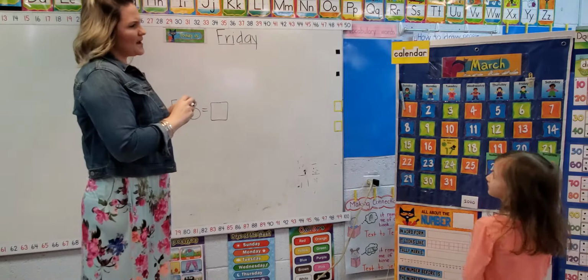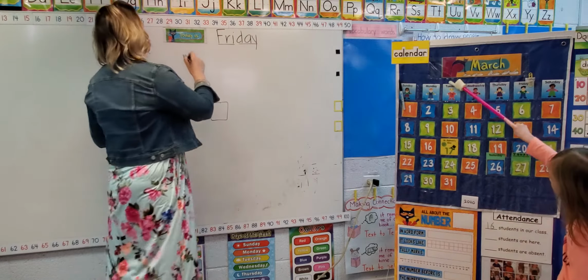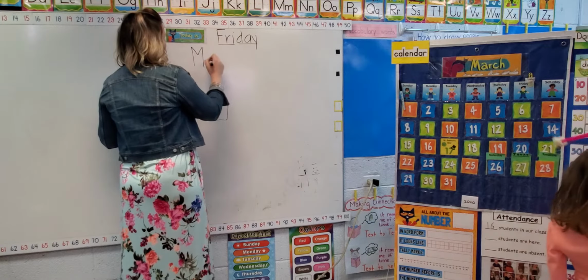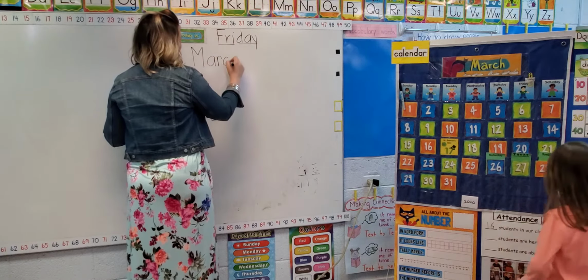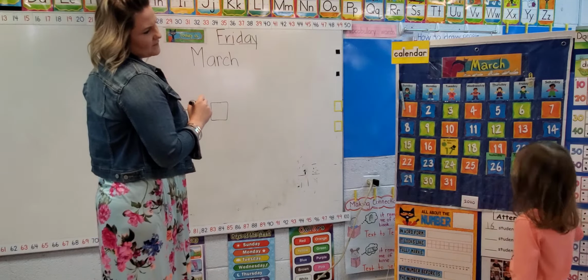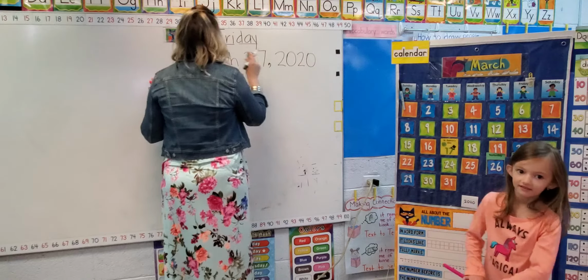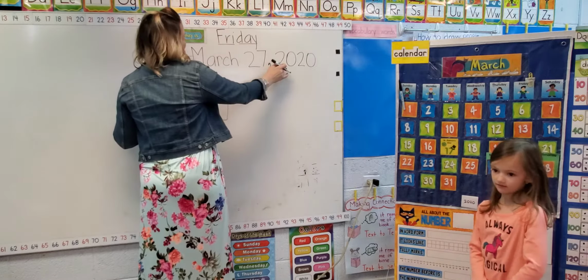Okay, and what's the month? The month is March. It's March. Big, strong, uppercase letter. March. And what day in March? March the what? March the 27th. March the 27th. And it's 2020. Very good. Okay. Friday, March 27th, 2020.